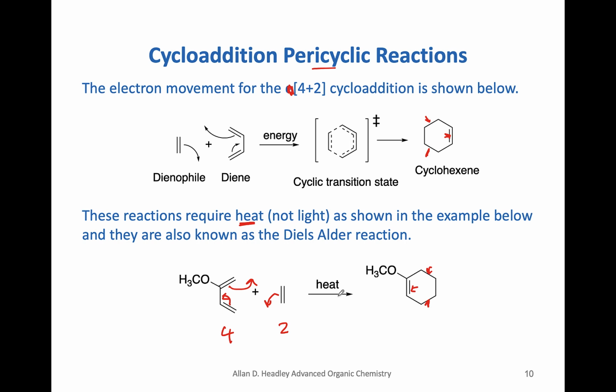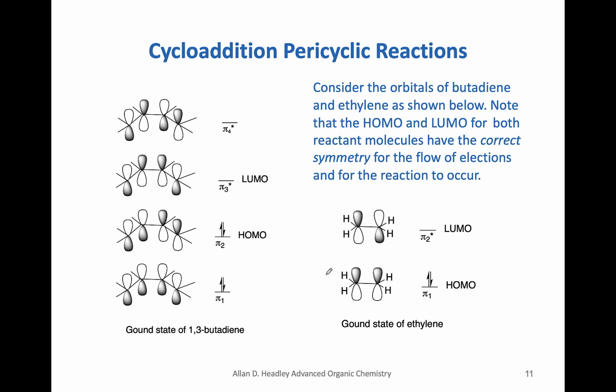What I want to concentrate on now is why is it required? Why is heat required for this reaction and not light? So let us look again at the molecular orbitals of the reactants. The reactants are shown here. So this is the ground state. Notice the ground state, or the unexcited state, of the 4, or the 1,3-butadiene.